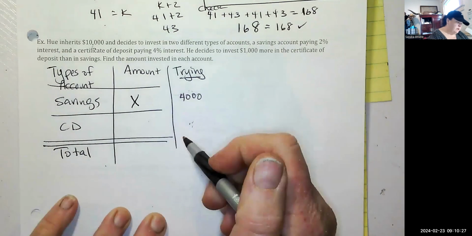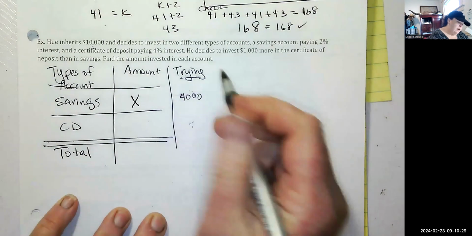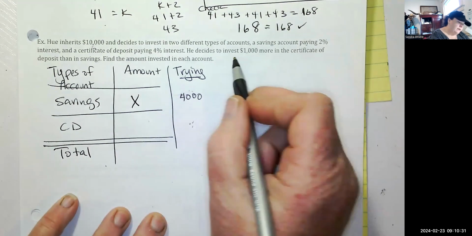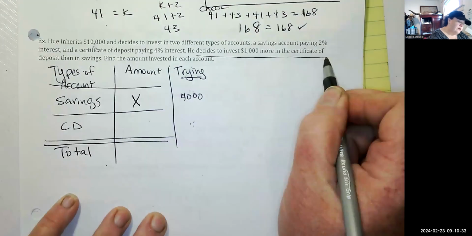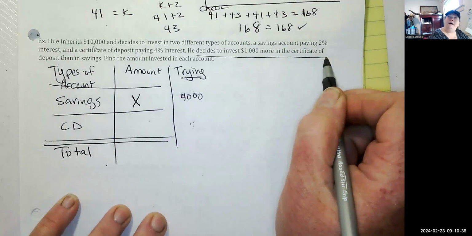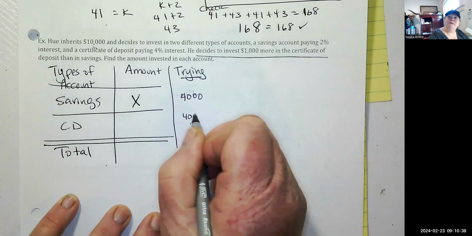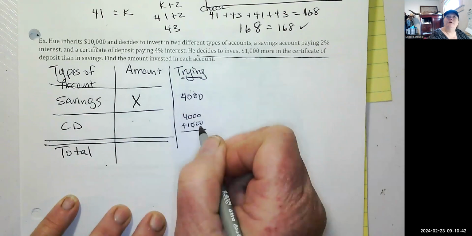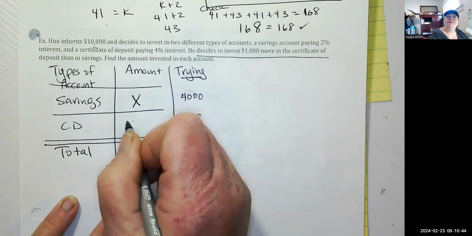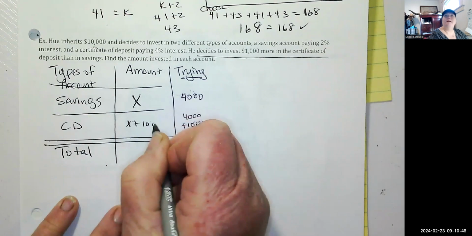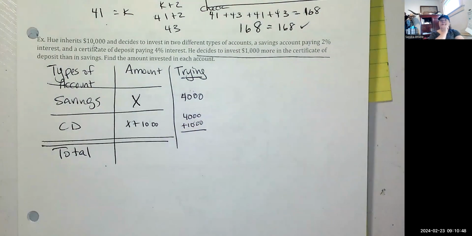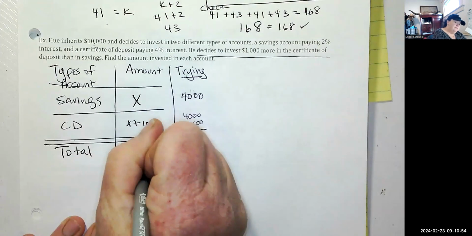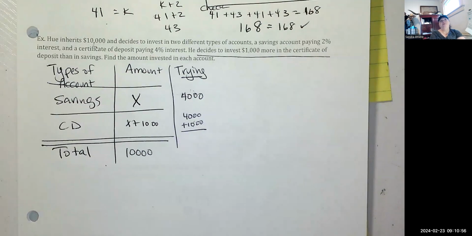That means the next one, I would add 1,000, right? He decides to invest 1,000 more in the CD. So that would be 4,000 plus 1,000. So how could I represent that here? So if X is 4,000, that would be X plus 1,000, right? And the total he invested was 10,000. That we do know. So let's make sure we've got this in here.